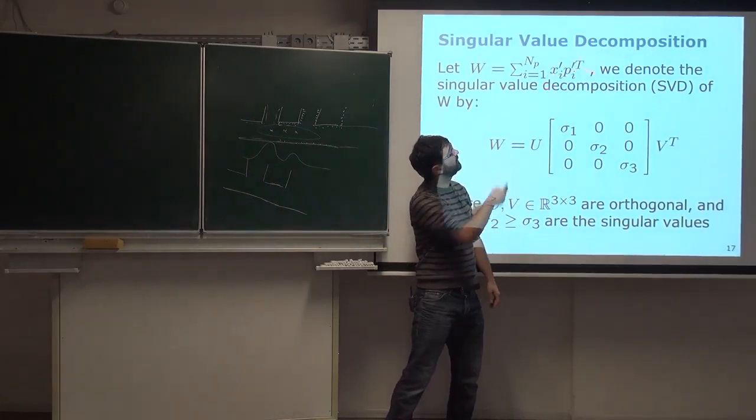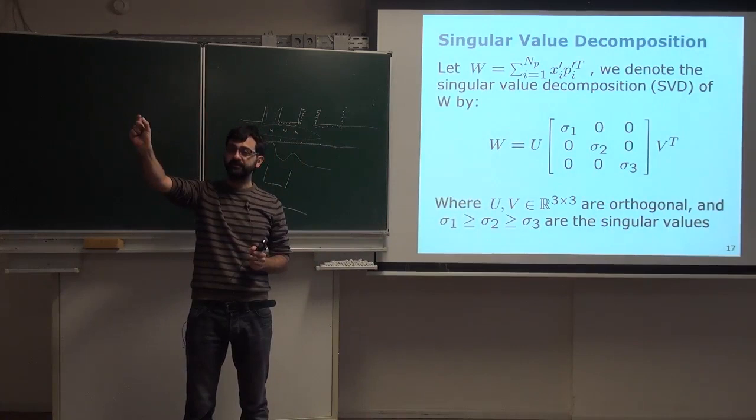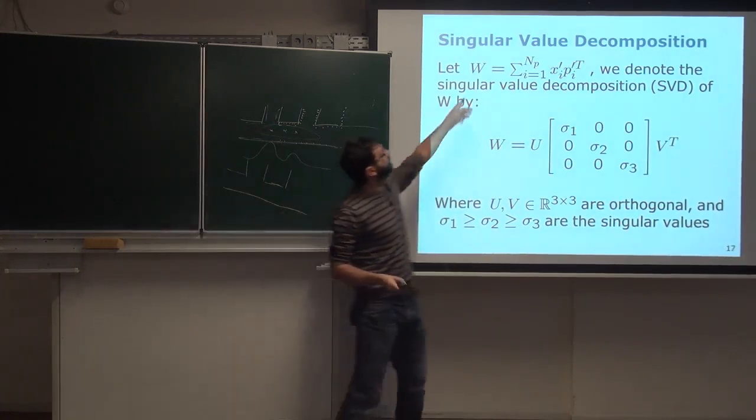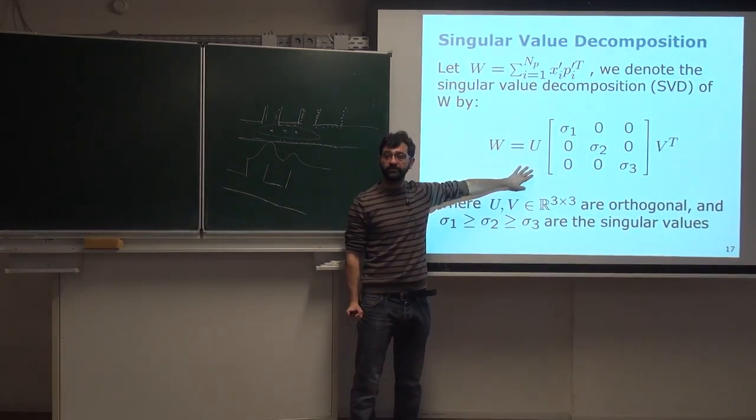This x prime and p prime are the offset of each point with respect to the center of mass. You build this W matrix, and you do a singular value decomposition of the W matrix.